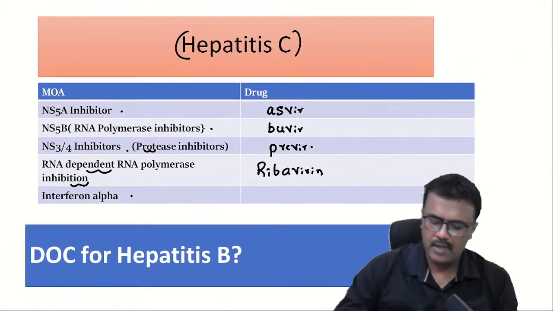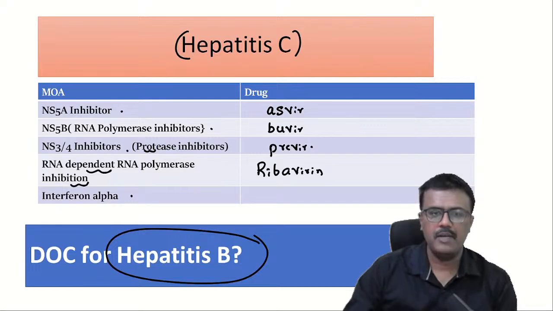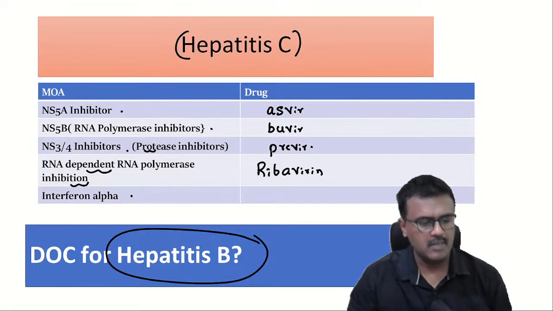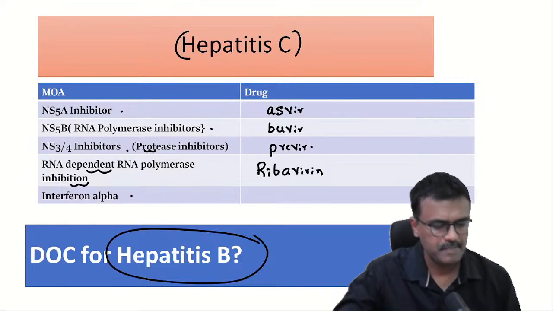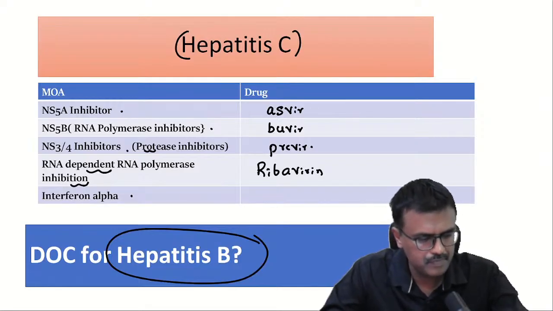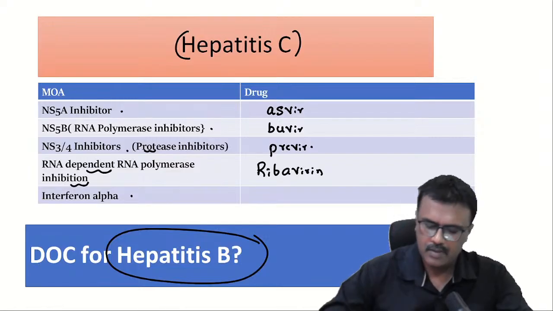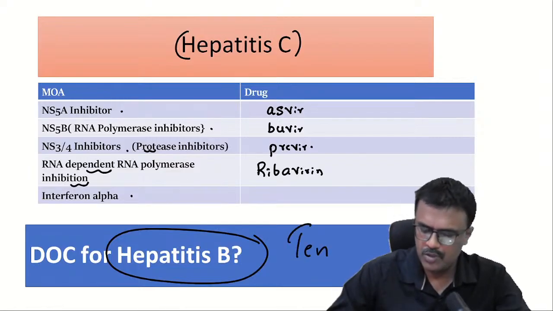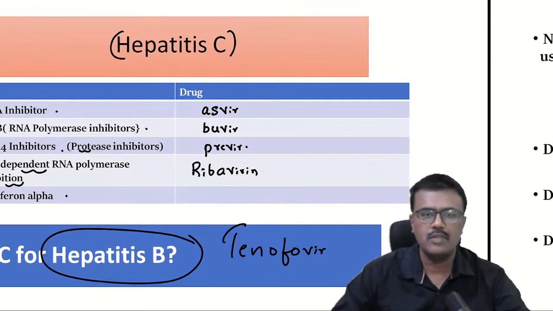Now coming to hepatitis B, what is the drug of choice? Anybody? Waiting for your answers. Hepatitis B, you should tell me the answer. The drug of choice is tenofovir.